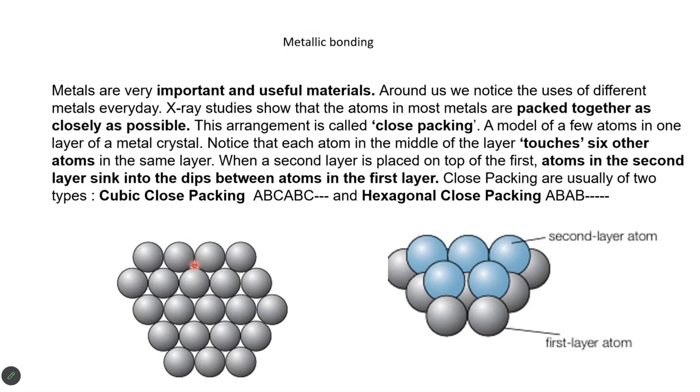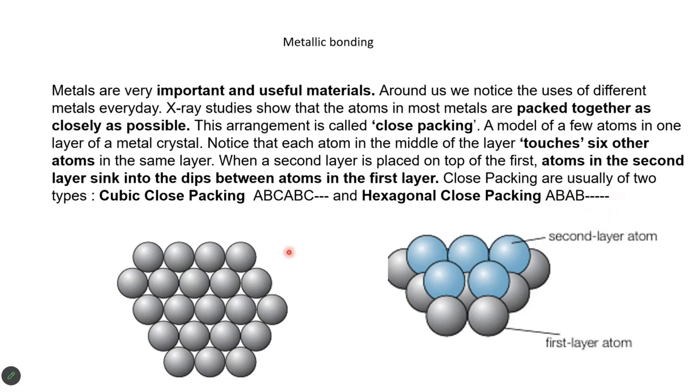If you think in 3 dimensions, the second layer of metal atoms fits in the holes of this one. When we talk about the third layer, if the third layer is exactly like the first layer, we call it hexagonal close packing. That means the 3-dimensional arrangement is like this. If A is the first layer and B is the second layer, then AB, AB, AB, etc.